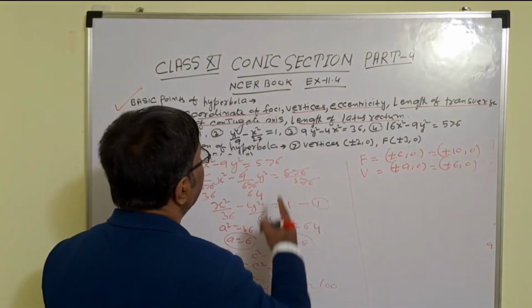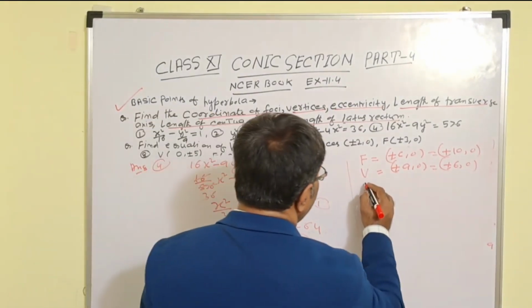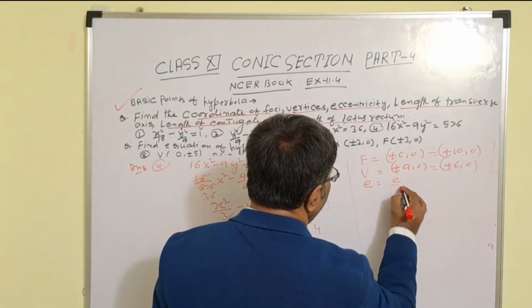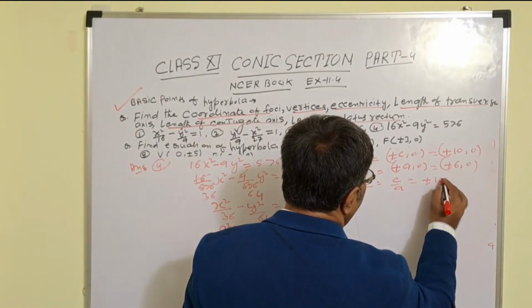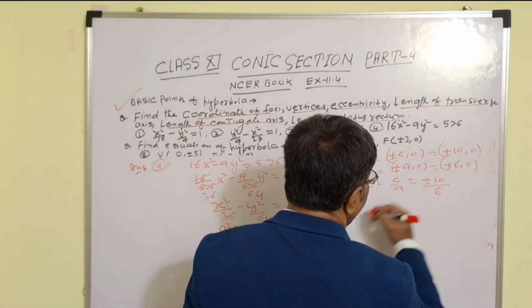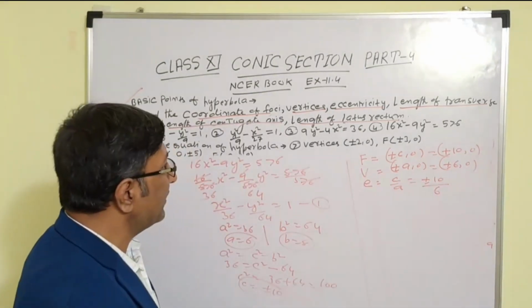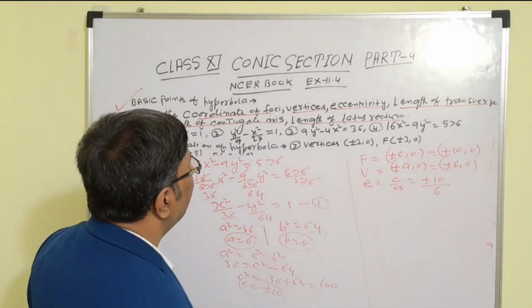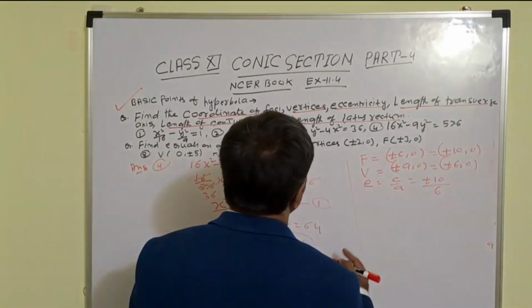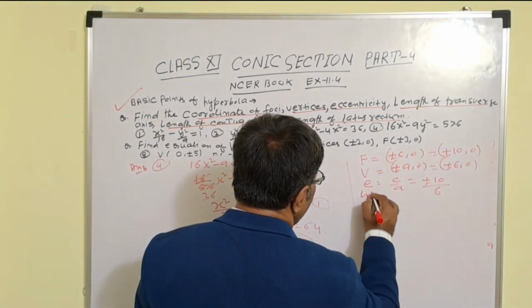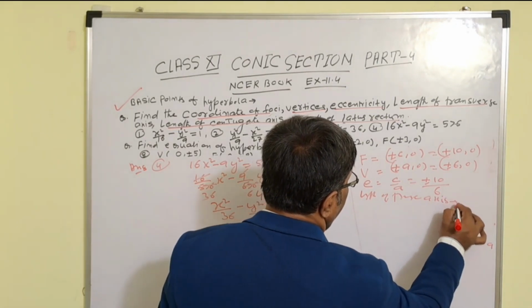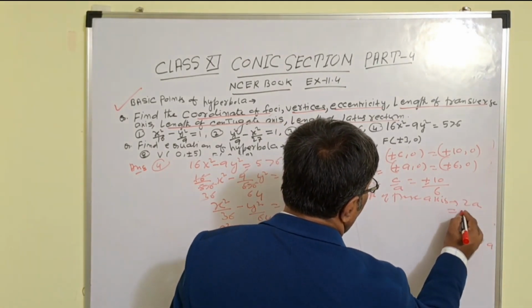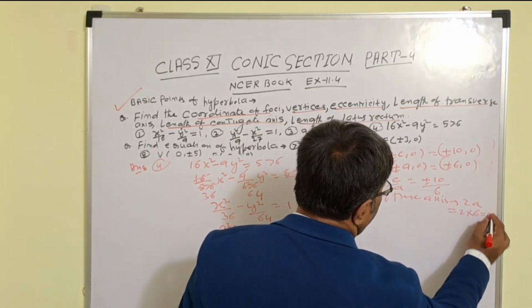Now we have to find the eccentricity. Eccentricity is c by a. c is plus minus 10 and a is 6, so the eccentricity is plus minus 10 by 6. Now we have to find the length of the transverse axis. The length of the transverse axis is 2a. So 2 into 6 is 12.